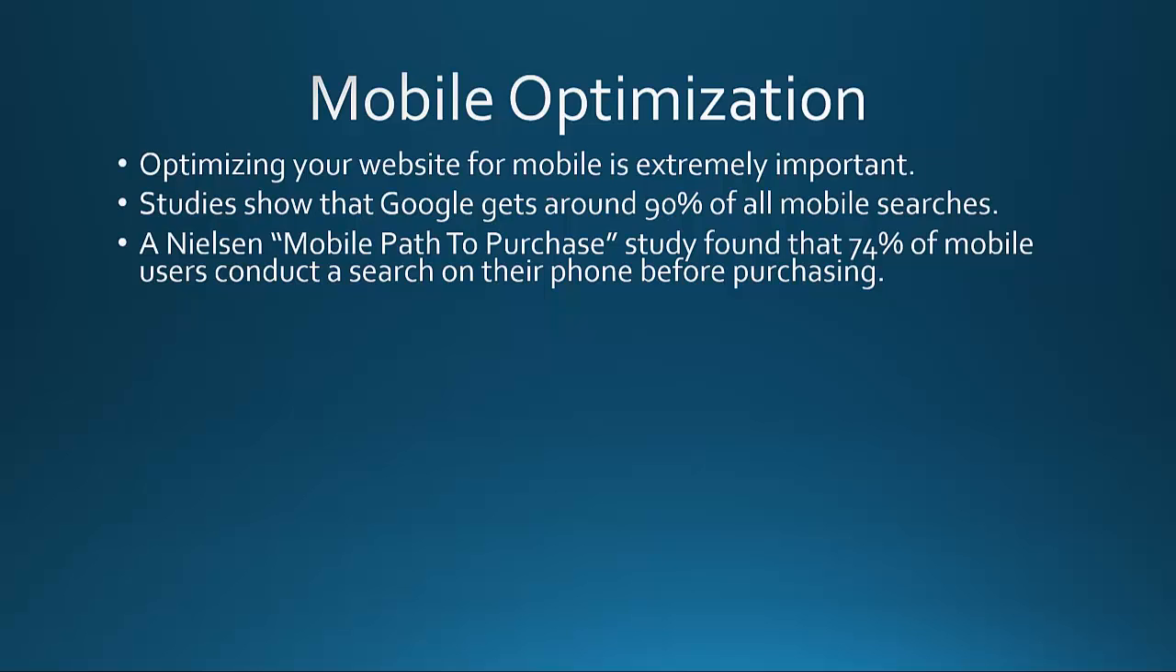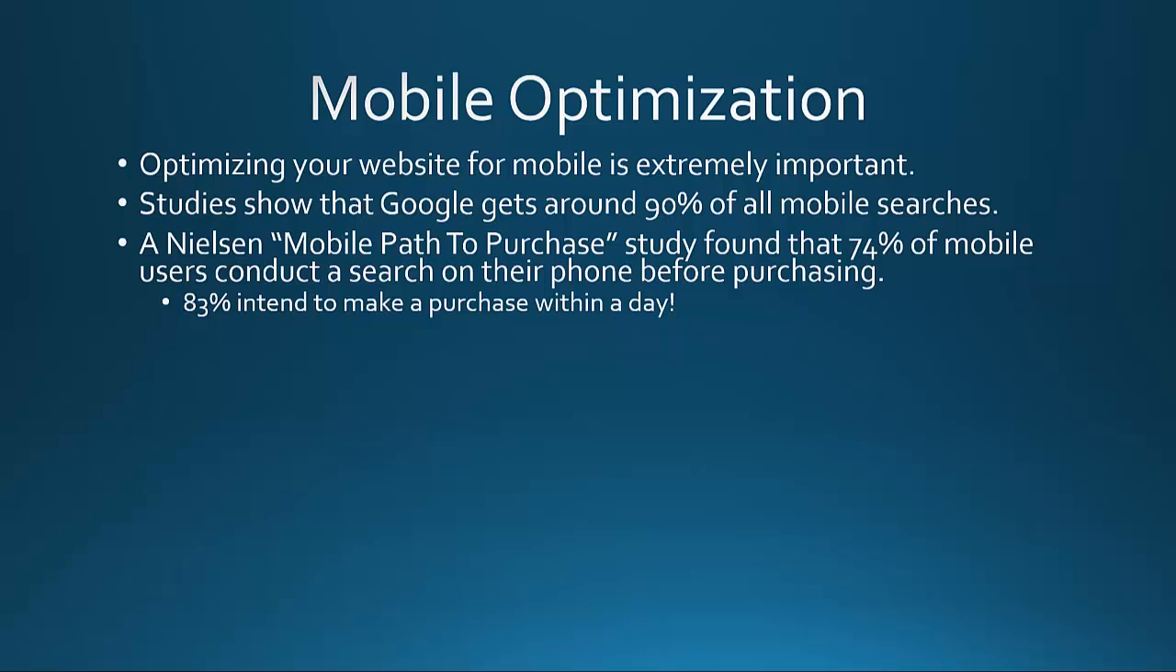A Nielsen mobile path to purchase study found that 74% of mobile users conduct a search on their phone before purchasing. That's again, 74% of mobile users conduct a search on their phone before purchasing. I wanted to repeat it twice because it's such an important statistic. 83% of those people intend to make a purchase within a day. So I hope you're starting to see now the importance of having a mobile strategy. That means having a website that is mobile optimized.